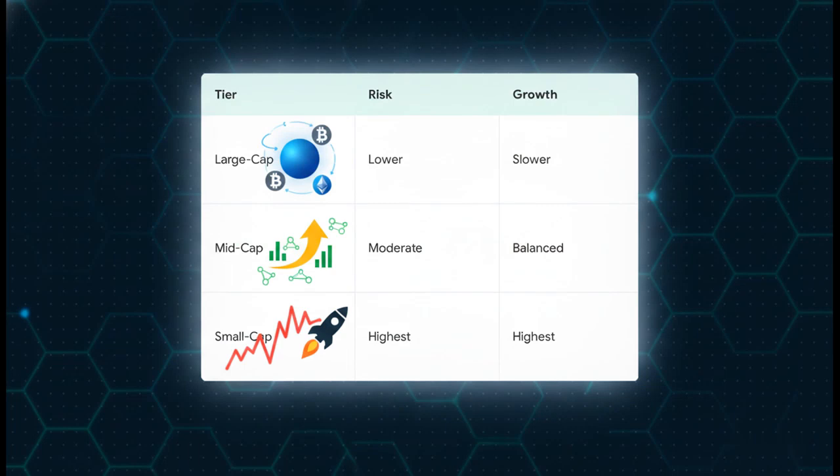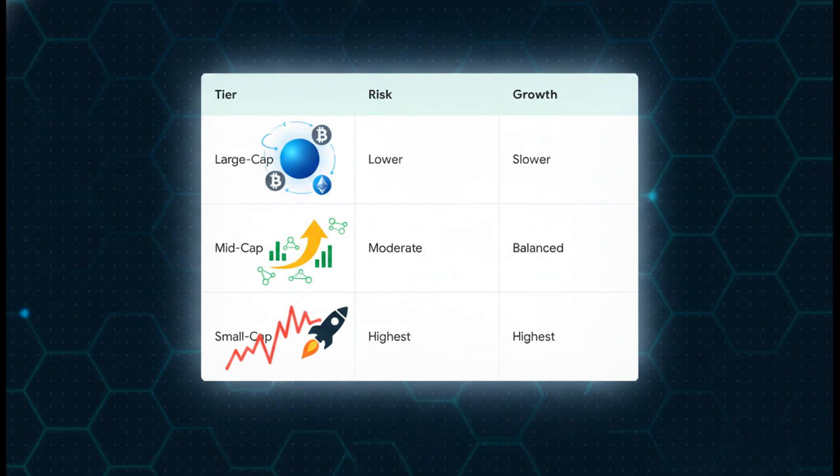We generally chop them up into 3 tiers. At the top, we've got large cap coins, think Bitcoin and Ethereum. Since they have the highest market value and the widest adoption, their risk is lower. They're much more stable. But because they're already absolute giants, their growth potential is naturally slower.